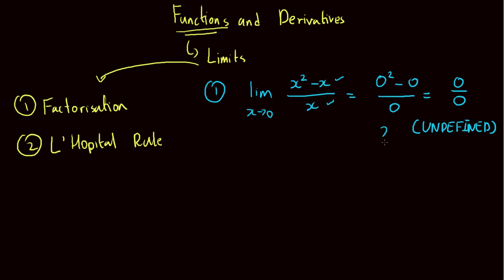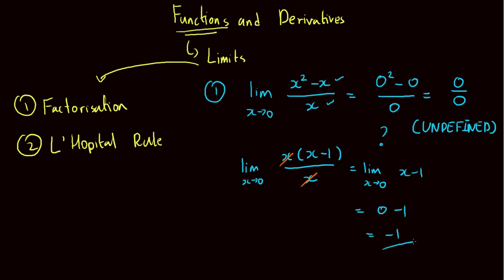So how are you going to solve this problem? One way is through factorization, through finding a common factor. If I solve by factorization, or algebraic manipulation as I like to call it in fancy terms, I can just factor out the x. It becomes x(x minus 1) over x, and we can see that x is a common factor. We can just cancel it out, and what we end up with is the limit as x approaches 0 of x minus 1. So it becomes 0 minus 1, and the answer is negative 1. This is by factorization.